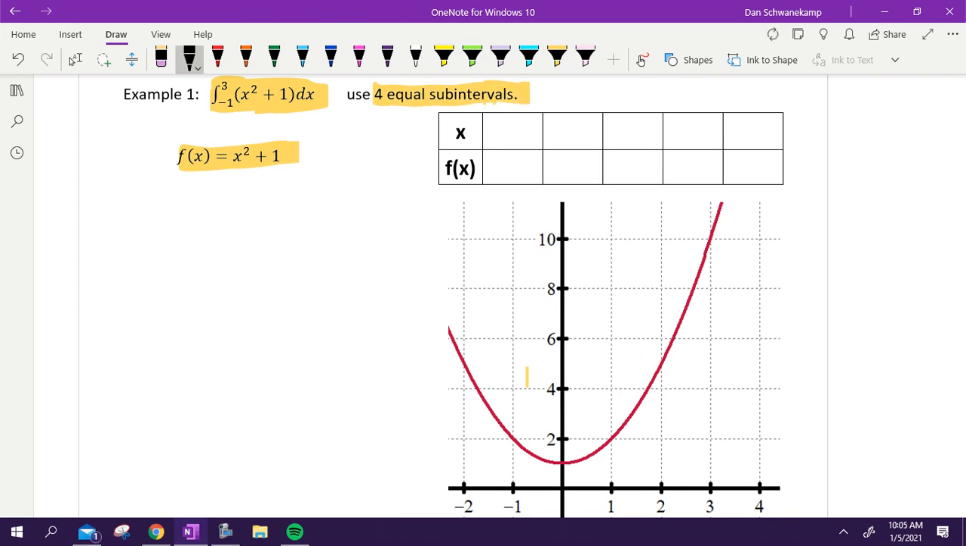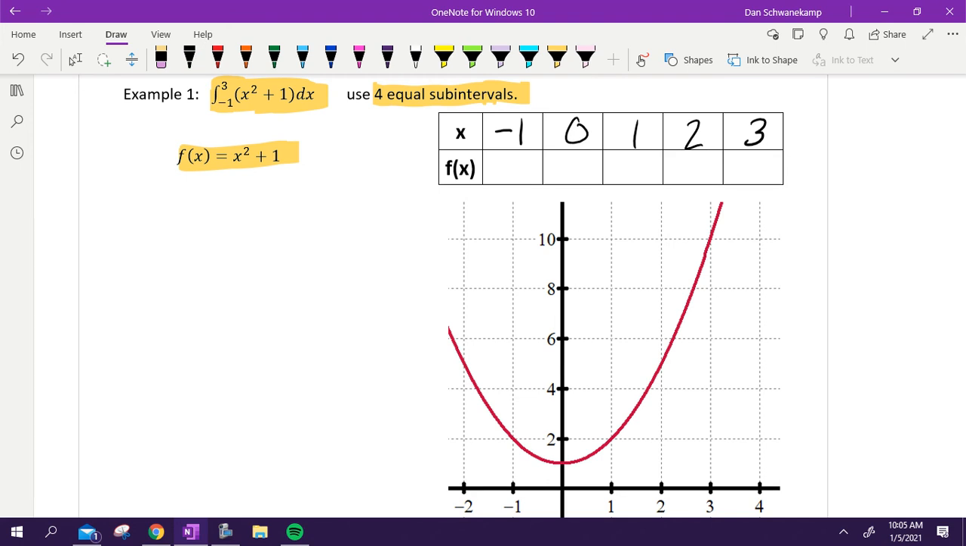So obviously our first x value is going to be -1. Our last x value is going to be 3. I want to split it up into 4 equal subintervals. That's why there are 5 boxes, because we're always going to have one more than the amount that we need. How far apart is each value going to be? 1. So it's -1, and then 0, and then 1, and then 2, and then 3.